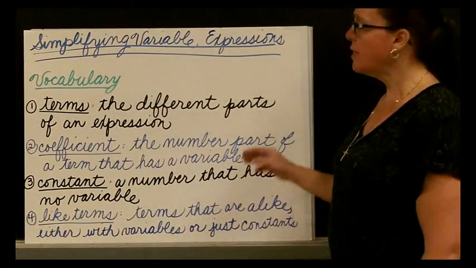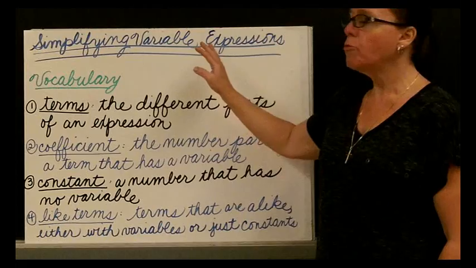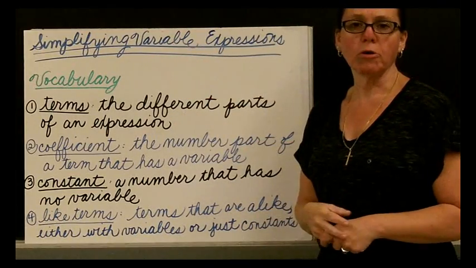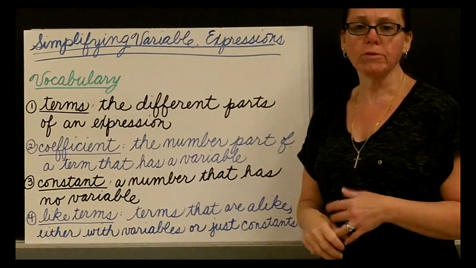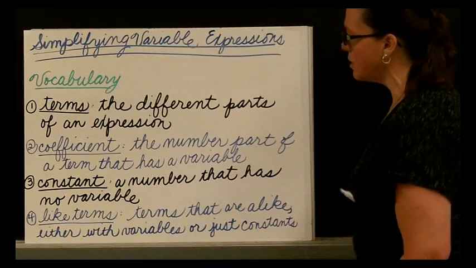What you're going to learn about today is something we call simplifying variable expressions. If you remember from a few lessons ago, variable expressions are groups of terms, both numbers and variables, that together make a value. Here's a vocabulary. We have 4 words today.